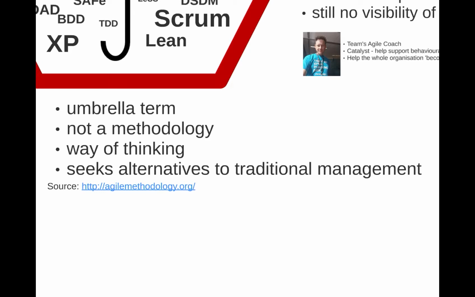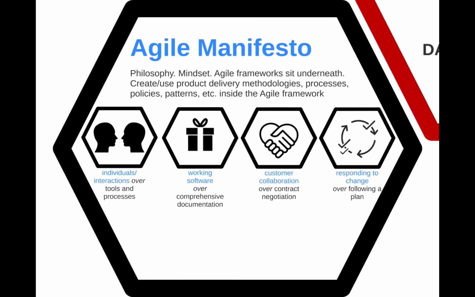That's all it is. There is no agile methodology. It's actually a way of thinking and a way of working. It is ultimately a philosophy that seeks to look at alternatives for managing and delivering work. The modern Agile movement comes from this, and this is the Agile Manifesto created in 2001.